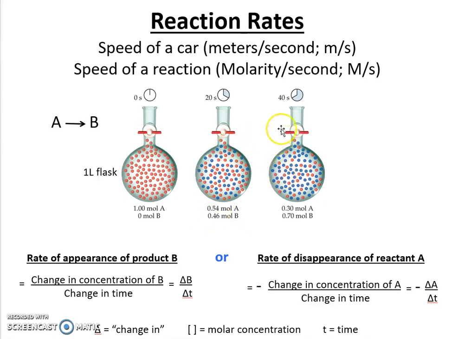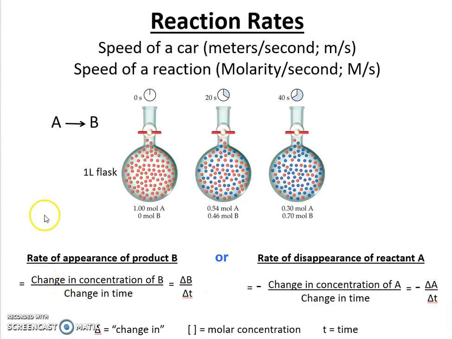Over another 20 seconds, and now we're at 40 seconds total, we see that 1 mole of A is now down to only 0.3 moles of A, and we've now increased the concentration of our product up to 0.7 moles of B. When we look at the reaction rate for this reaction, we could look at it in two different ways. The rate of appearance of product B, so how much of product B is being produced over time, or we could look at the rate of disappearance of reactant A.